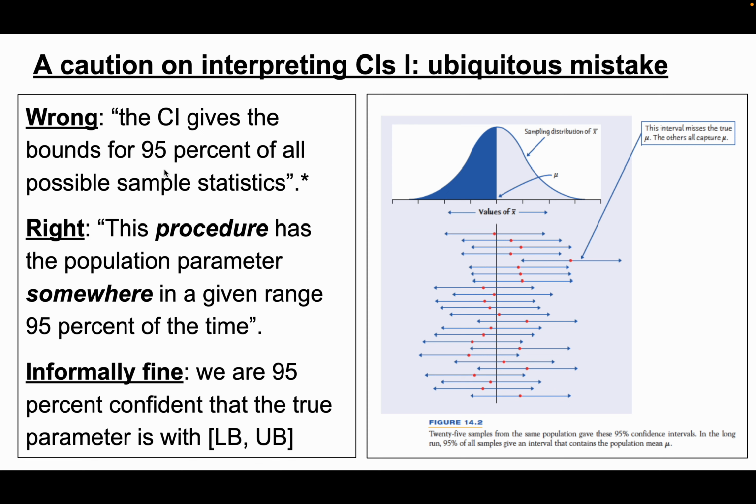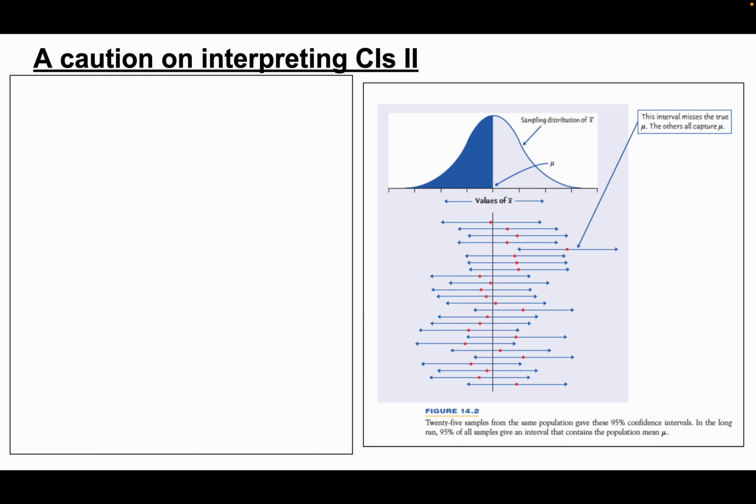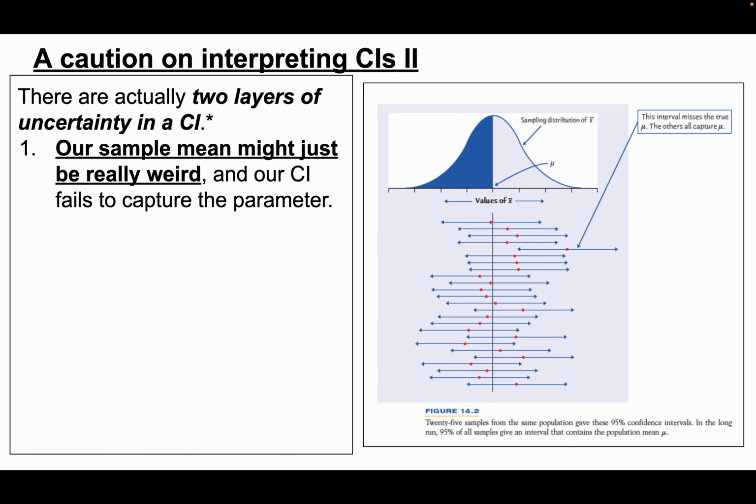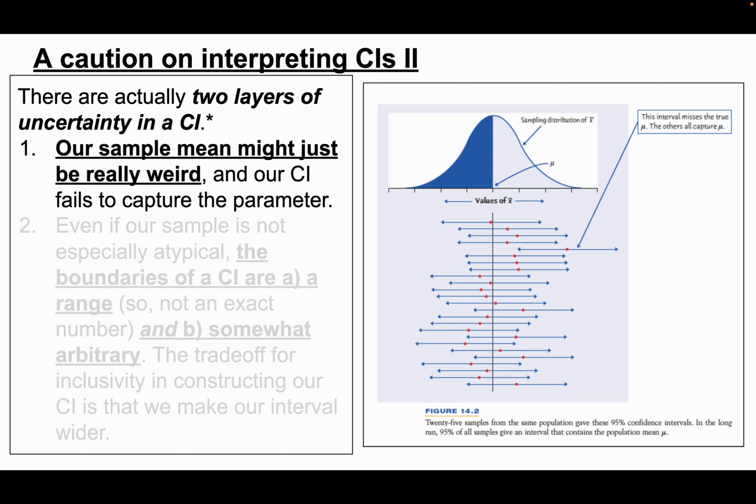And when we don't know it, this statement is wrong unless we happen to get the true population parameter as our sample mean just by coincidence. But that's highly unlikely. So there's two layers of uncertainty in a confidence interval. First of all, our sample mean might just be really weird and our confidence interval fails to capture the population parameter. That's represented by this situation here.